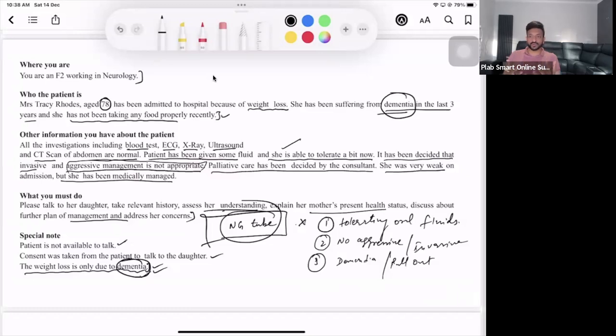So now you will take psychosocial history as well. Who is looking after this patient? Are you able to look after her or not? If she is able to look after, that's okay.